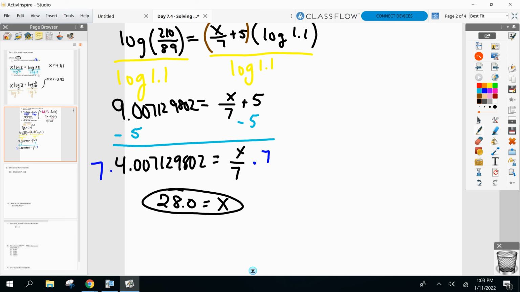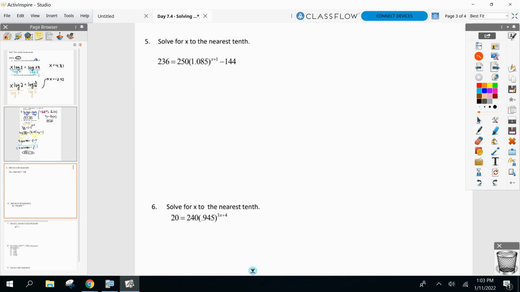All right, let's see, because this next one is about as tough as it gets. I can't get much tougher than number 5, sorry.